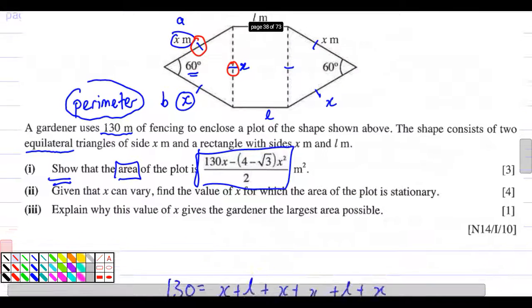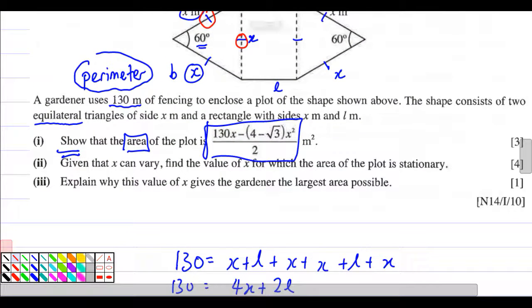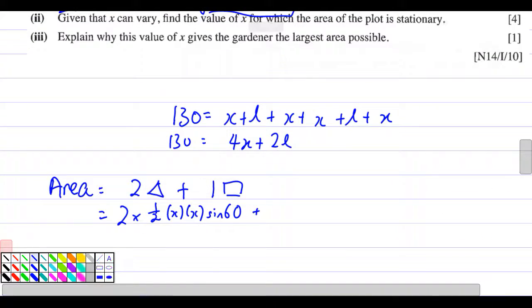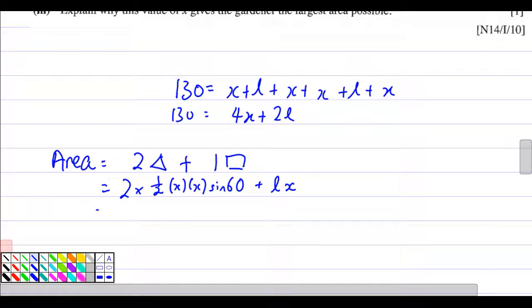So now you read, then you say, anyway, these words are all very important. So when you see, you underline. Underline, then you label. Because sometimes the question, the diagram doesn't tell you. Alright, so over here, it will be simply just L times x. Now I simplify a bit. Half will cancel. This will be x squared sine 60 plus Lx.